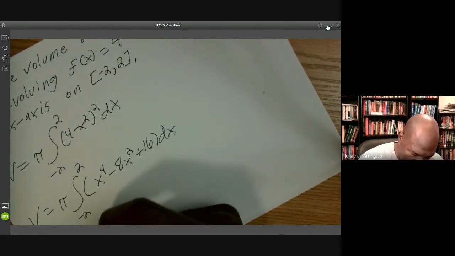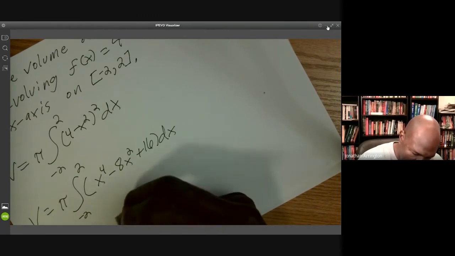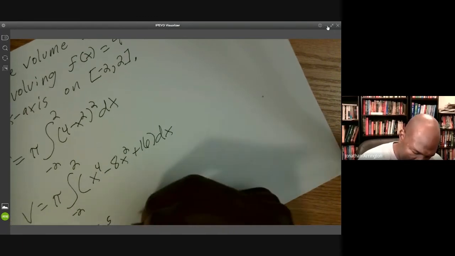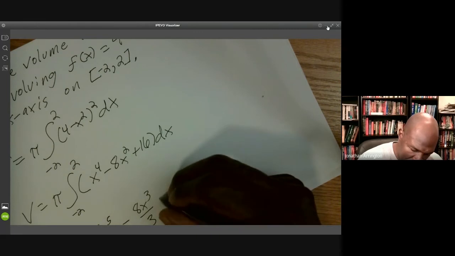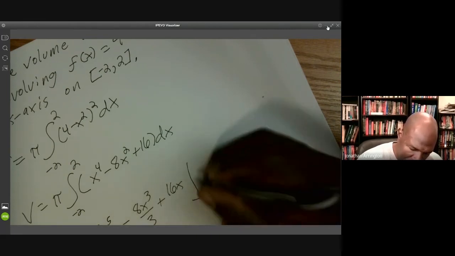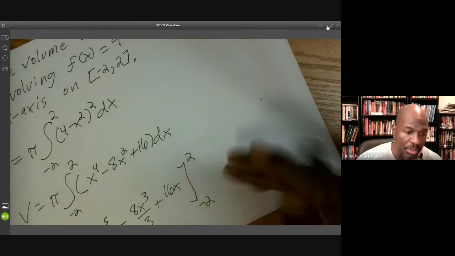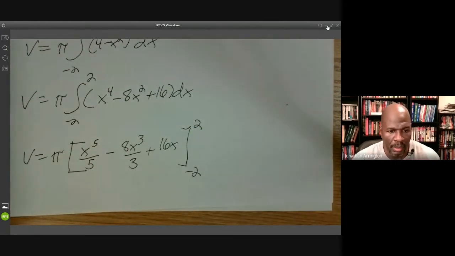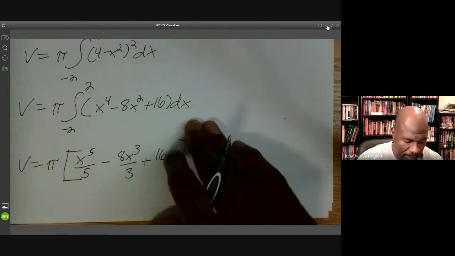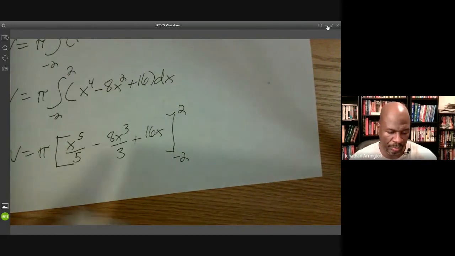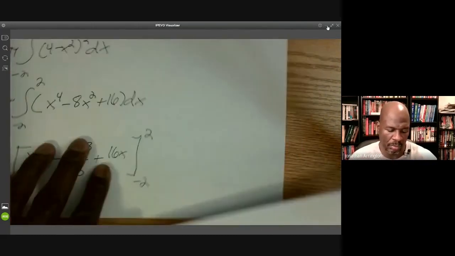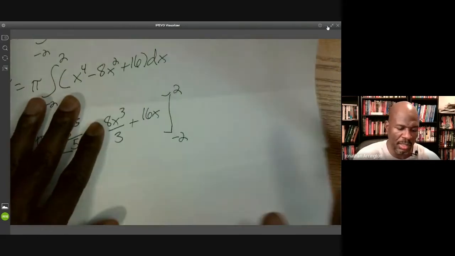And so this is pi times x to the 5th over 5 minus 8x cubed over 3 plus 16x, to be evaluated from -2 to 2. All right, so that's what we have there. So we're going to plug in 2 and then plug in -2 and then subtract those guys. Okay, so let's plug in 2 and see what we get.